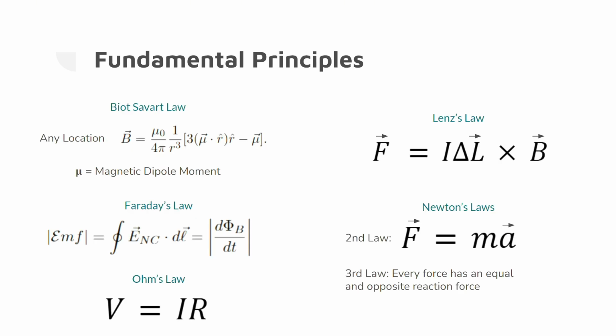So the fundamental principles used in this lab: first, we have the Biot-Savart law, which calculates the magnetic field exerted by a magnetic dipole moment at any point in space. We have Faraday's law, which relates the EMF to the change in flux. We have Ohm's law, which is V equals IR. We have Lenz's law, which relates the current and the length that it's traveling to cross the magnetic field to the force exerted on whatever you're analyzing. And we also have Newton's laws: the second law, F equals ma, and the third law, every force has an equal and opposite reaction force.